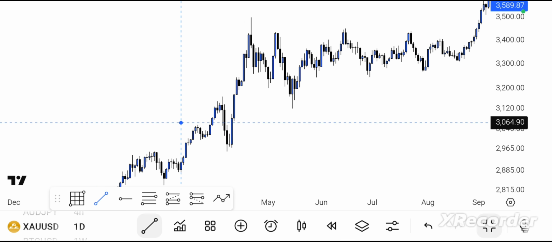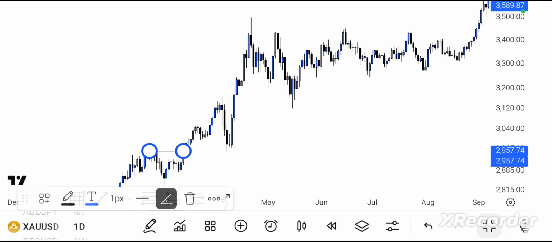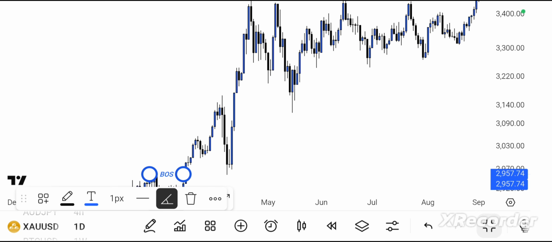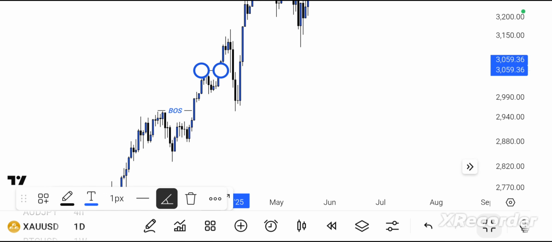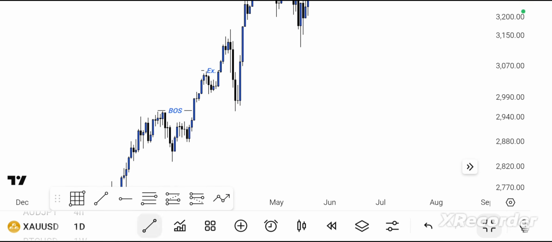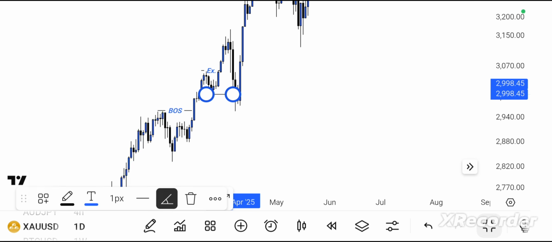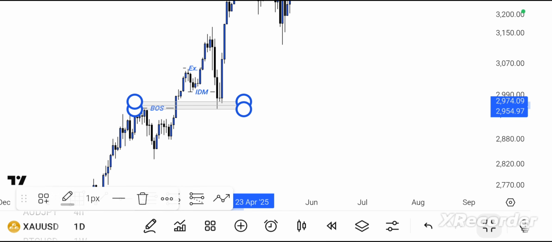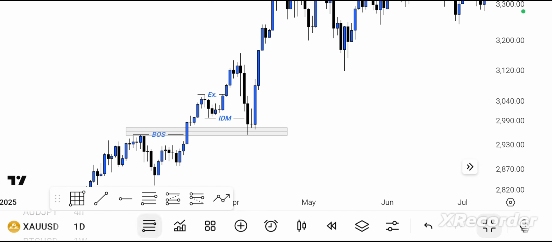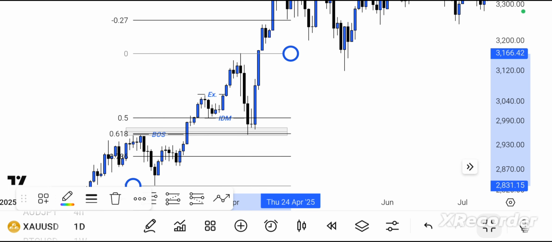Firstly, I identify a complete cycle. So this is a cycle for me. I have a break of structure to the upside, and I have an extension. Then I have an inducement right here. Then I have my POI, my area of interest, to be here. Usually I verify this using a Fibonacci retracement, which is my 0.618. You can see that's the point.